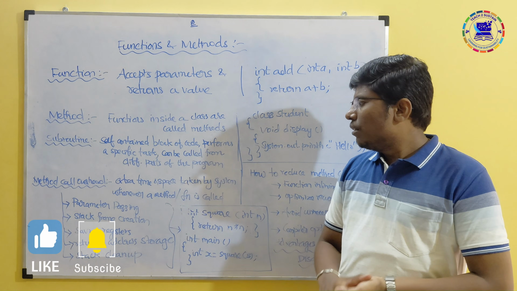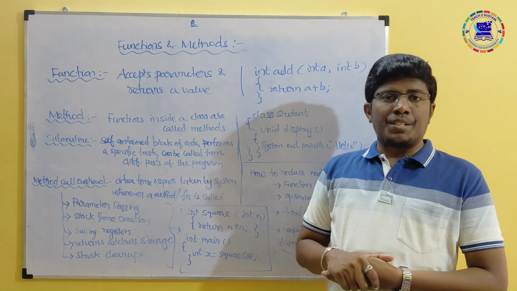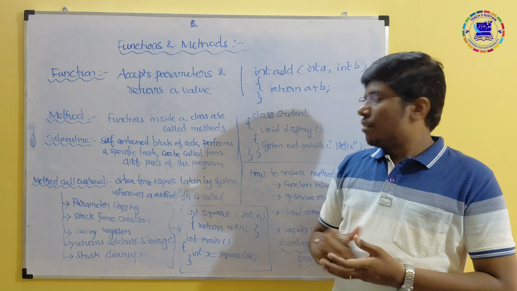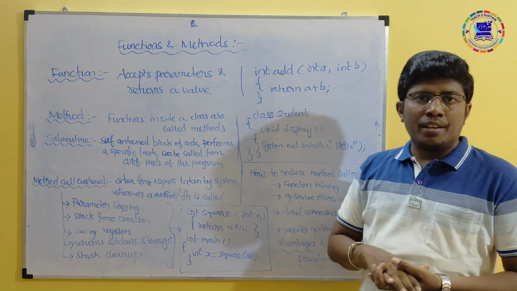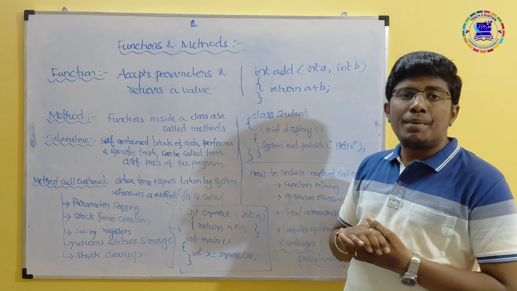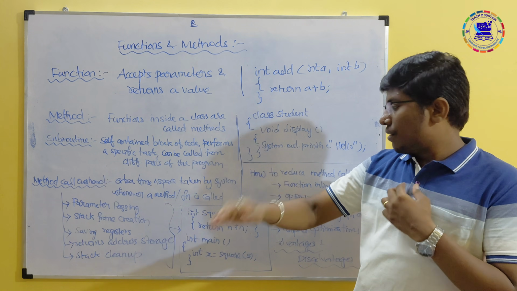This method call overhead occurs due to these things. The first one is parameter passing. What is parameter passing? Passing values to the arguments. For example, int add(int a, b). If we pass values to a and b, then it is called parameter passing. Passing values to the function arguments.